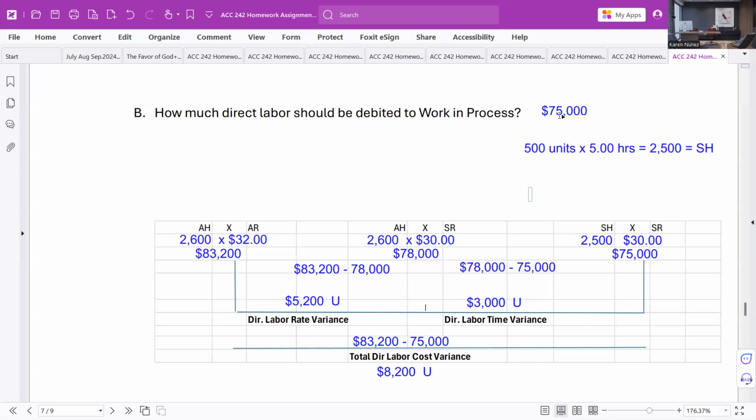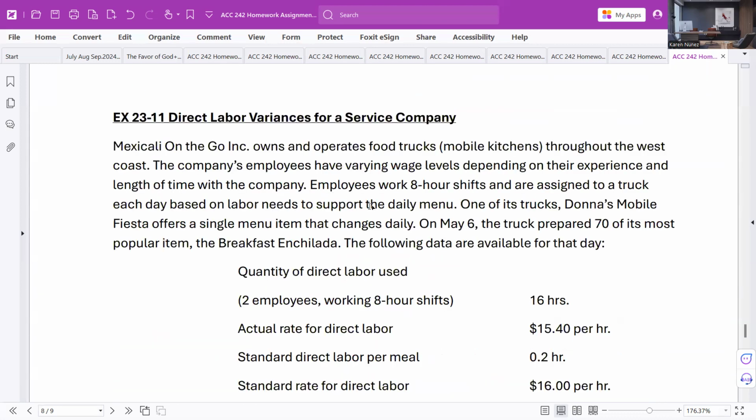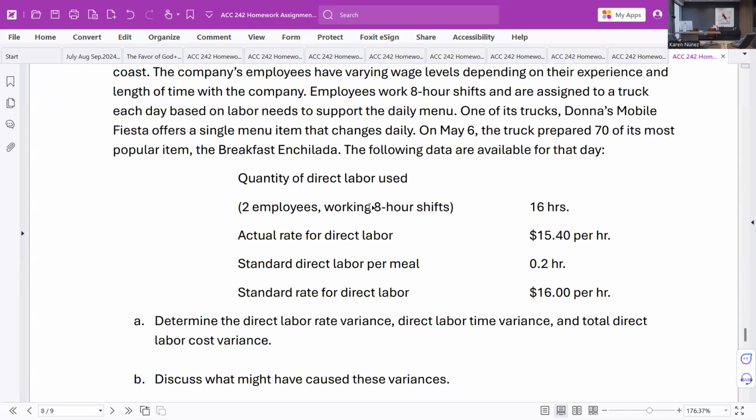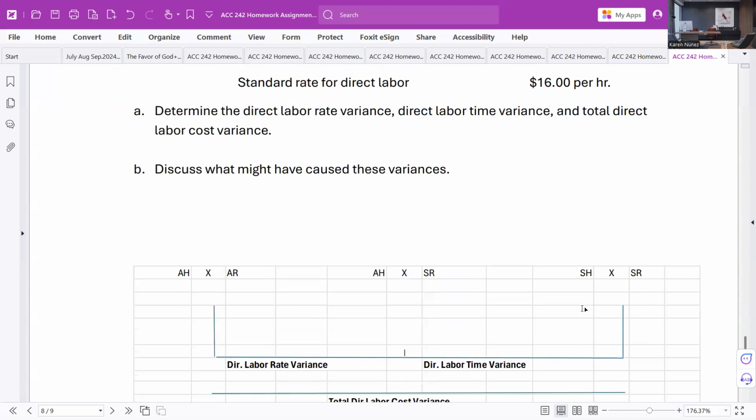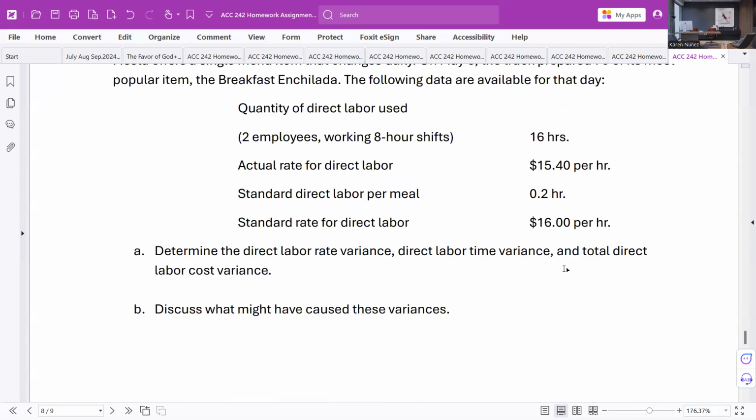Okay, so we have two exercises left, one labor exercise and one variable overhead exercise. So let's do the last labor exercise. Again, same model, and we have some basic information, the actual hours that they worked, the actual rate paid, and then the standards. Put it all together in this basic model again. So they actually worked 16 hours and they actually paid them $15.40 an hour. And we know what they should have paid them, 16.